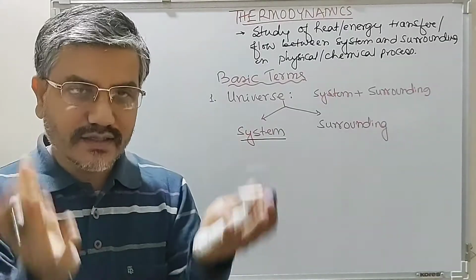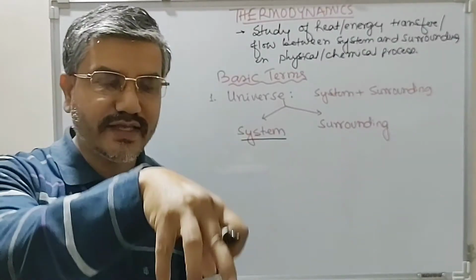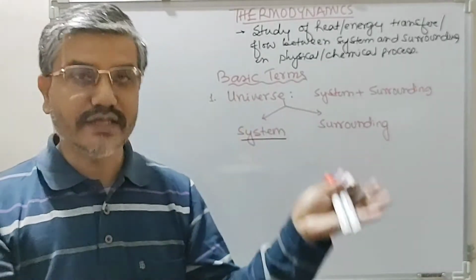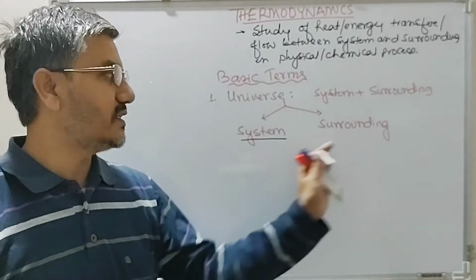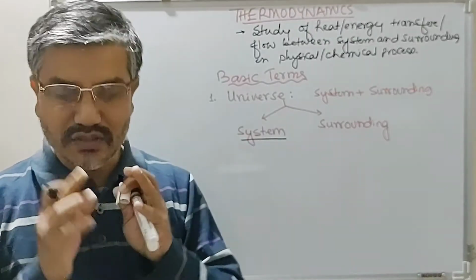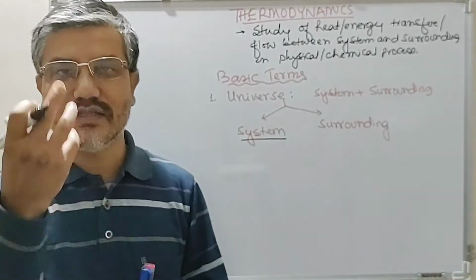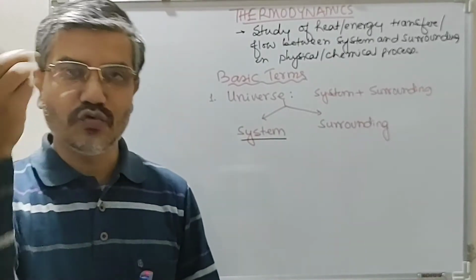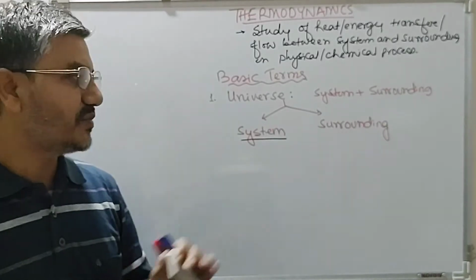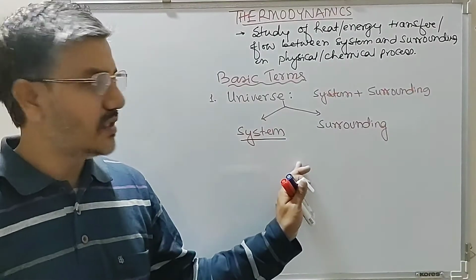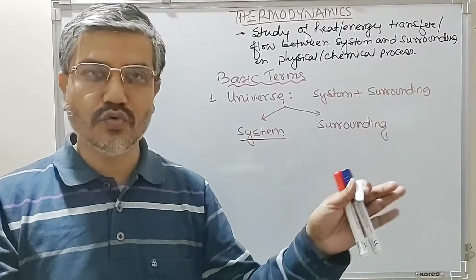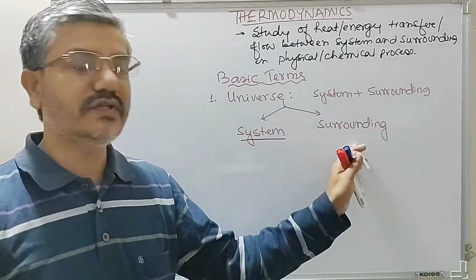So that container in which the reaction is taking place, that is what we call our system, and the outside, the room, that we will consider as the surrounding. That means whenever we carry out a chemical reaction in a test tube, the test tube inside which the chemical reaction is taking place is our system, and outside that test tube, the laboratory room consists of the surrounding.